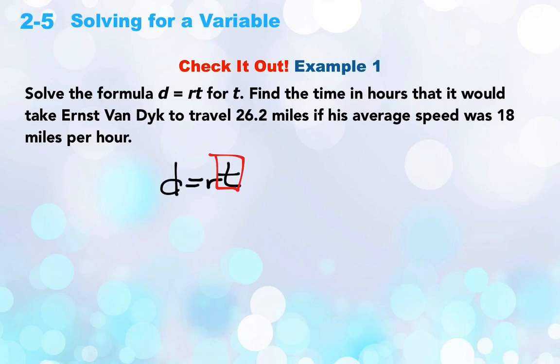So once again, we have R being multiplied into T. So how do I get rid of the multiplication? I do the opposite. I divide. Just like numbers, we're just using variables now. These R's are going to cancel out. And now I'm left with T on my right side, all by itself, which is what we wanted. Distance divided by the rate.